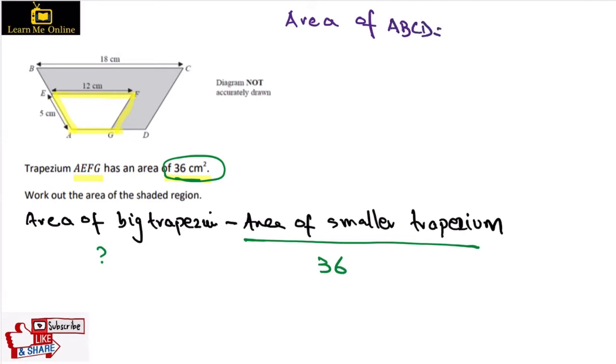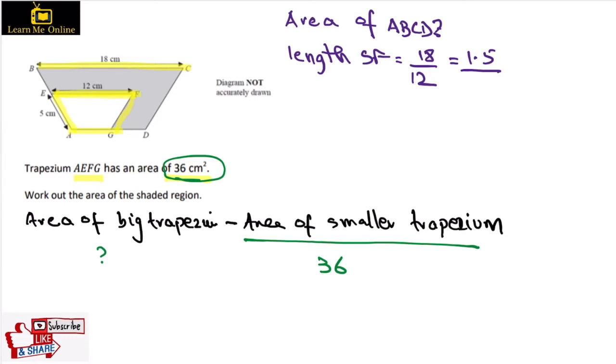Now, what we need is the scale factor. So first we're going to start with the length scale factor. Because we know that this is 12 and this is 18, I can find the length scale factor by dividing them. So the length scale factor is 18 divided by 12, and when you do 18 divided by 12, you get 1.5.